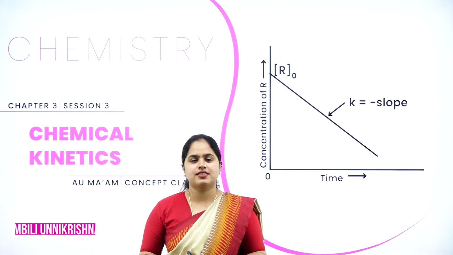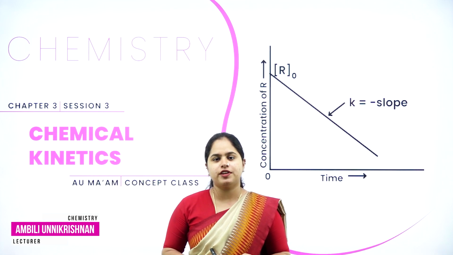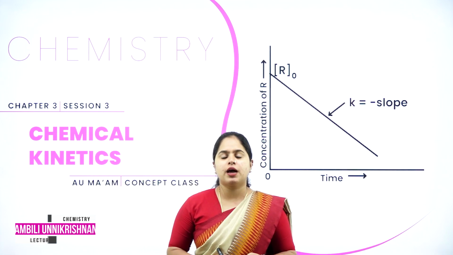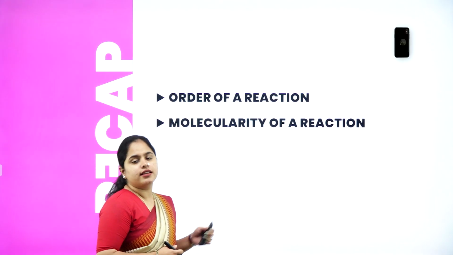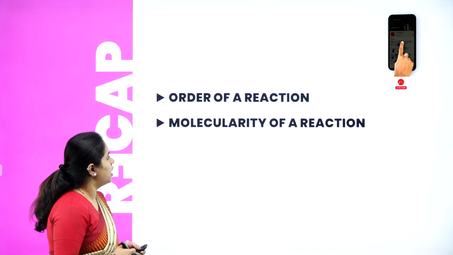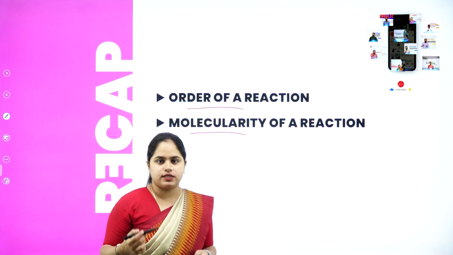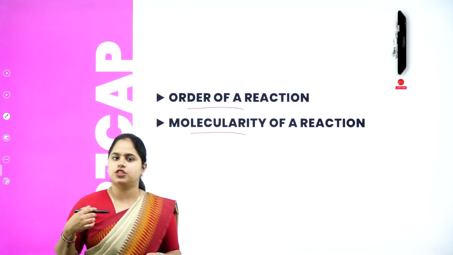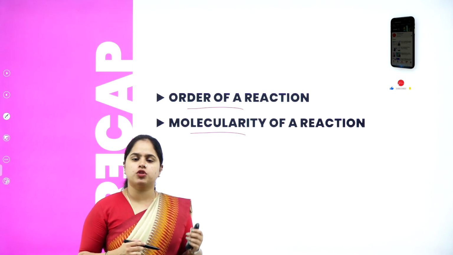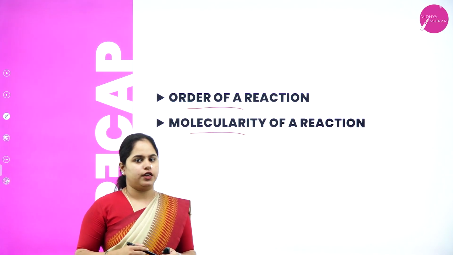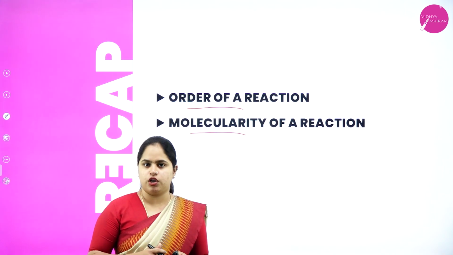Hello everyone, this is Ambli Unnikrishnan from the Department of Chemistry, Vidhyaashram School of Excellence, Mysore. Today we are back with session 3 of the chapter Chemical Kinetics. In the last session, we discussed the order and molecularity of the reaction. We studied what zero order, first order and second order reactions are, as well as how to calculate the molecularity of the reaction, and the difference between order and molecularity.